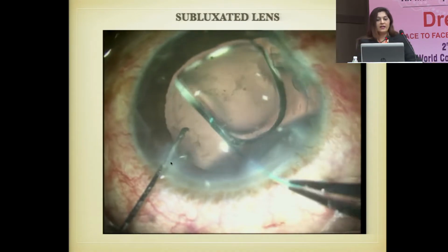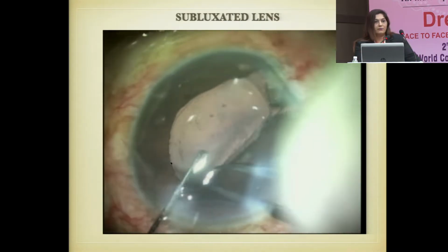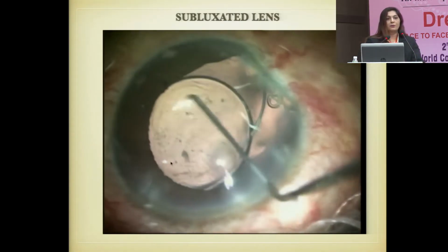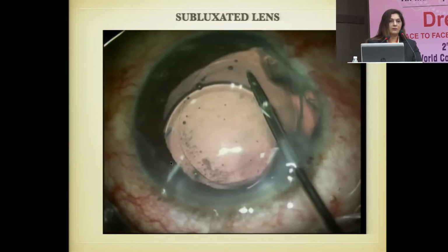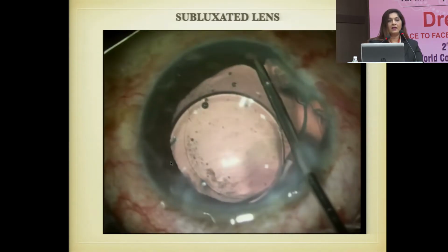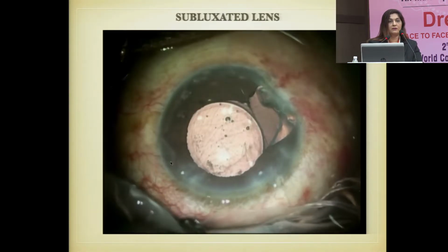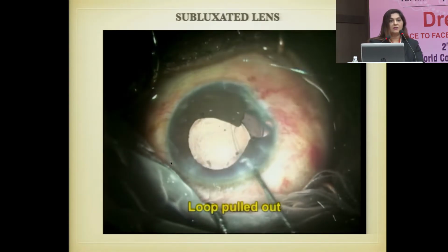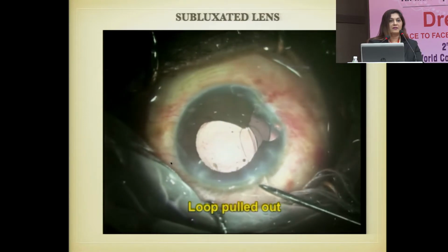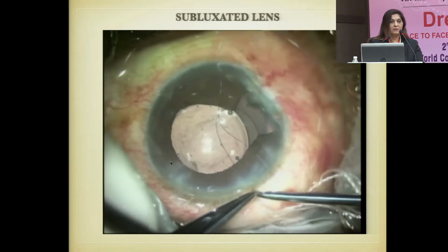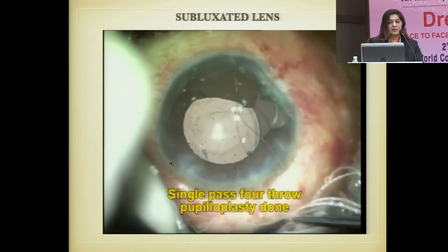The only thing is that many times I consider putting in a three-piece intraocular lens, not because it is specifically indicated, but just because if there is another complication coming up in the postoperative period, you don't have to open up the eye. This same intraocular lens can be intrasclerally fixated, and you can go ahead with the case and it can be settled down at that point of time.